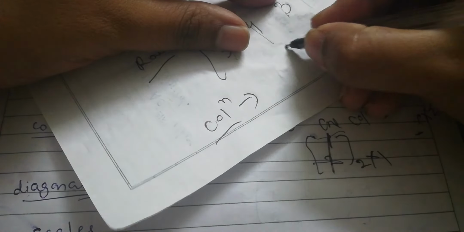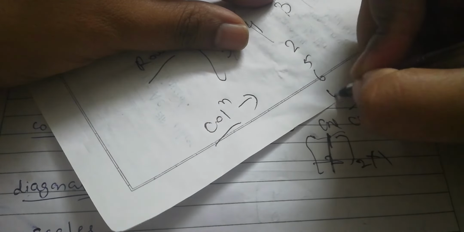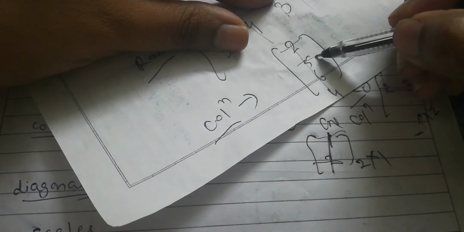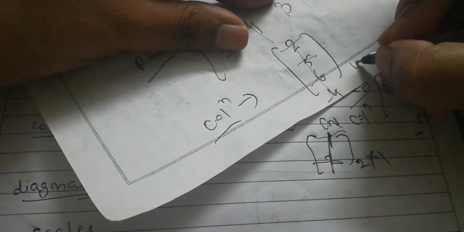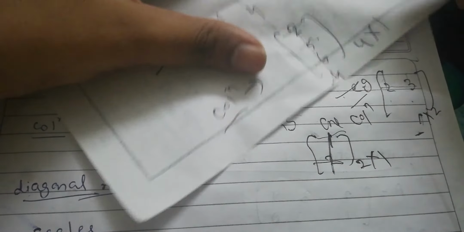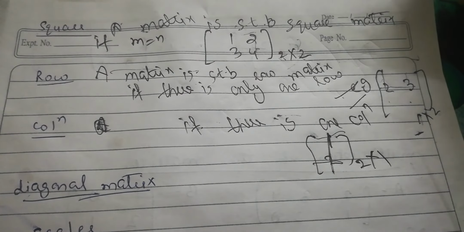So similarly you can take a second example for the column matrix. 2, 5, 6, 4. See, column is 1, but the rows are 1, 2, 3, 4. 4 by 1. A matrix is said to be a column matrix if there is only one column. No condition on rows. Okay.